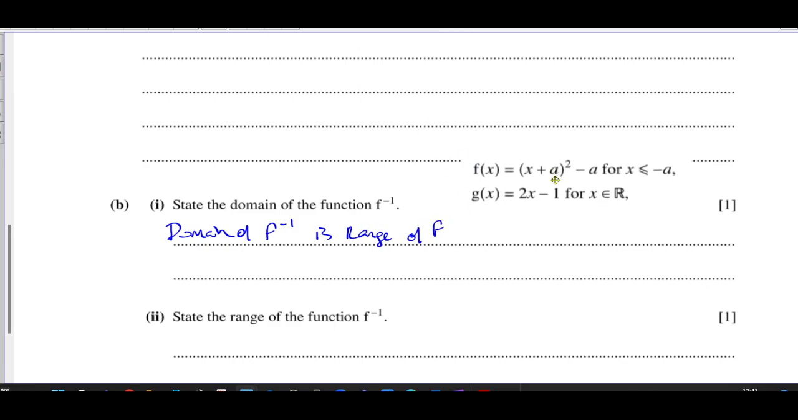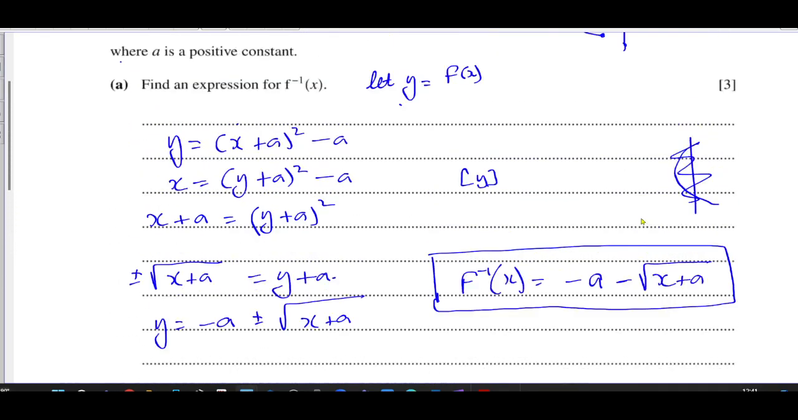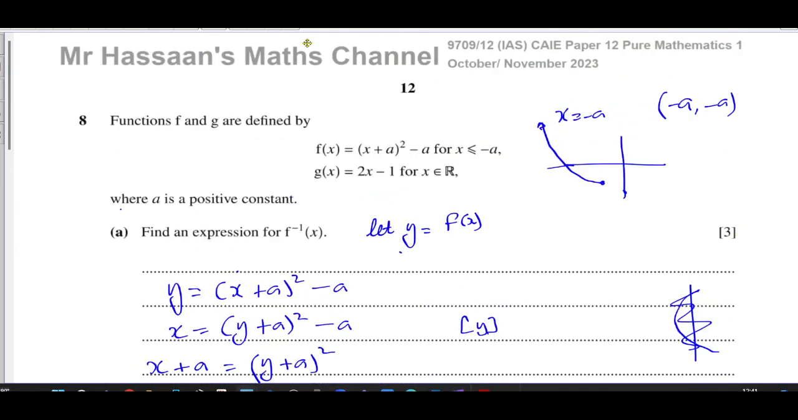And we can see from what I've just sketched up here that the range of the original function is going to be from this point here. As we said, the lowest point is minus a. It's going to be from minus a upwards. It continues on this side forever. So the range is y greater than or equal to negative a.